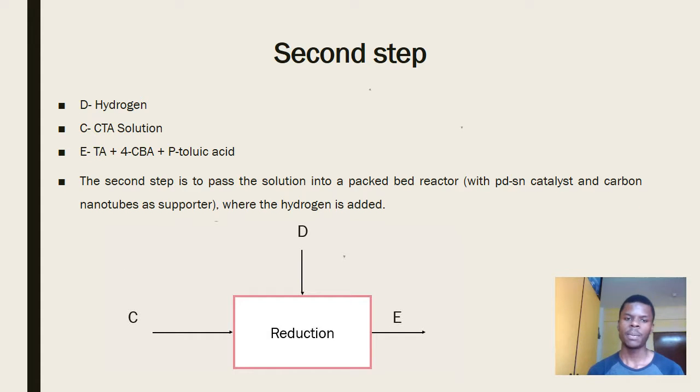For the second step, we have the reduction reaction, where the solution of CTA reacts with hydrogen. This reaction converts the 4-CBA into toluic acid. And as a product, we have TA, 4-CBA, and toluic acid. For this reaction, we have a packed bed reactor where we use the palladium and tin catalyst and carbon nanotube as a support.